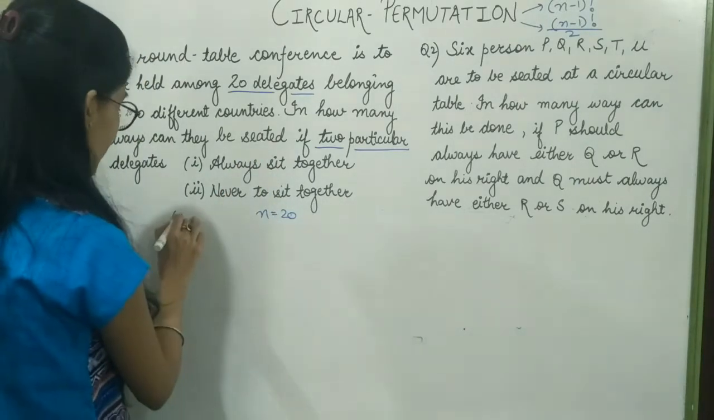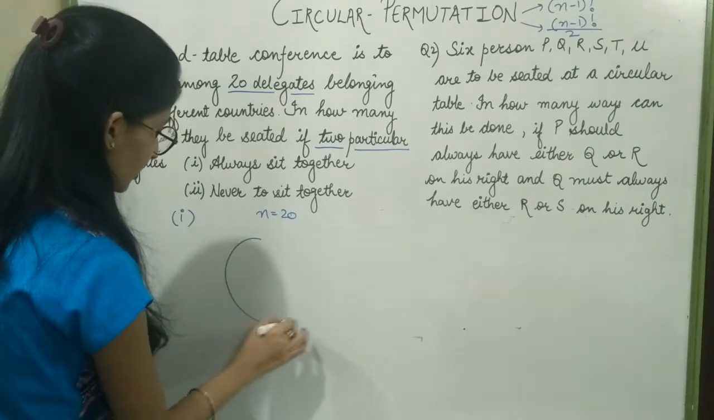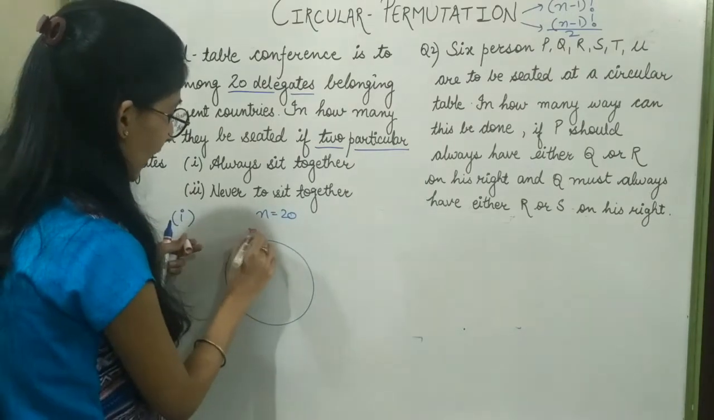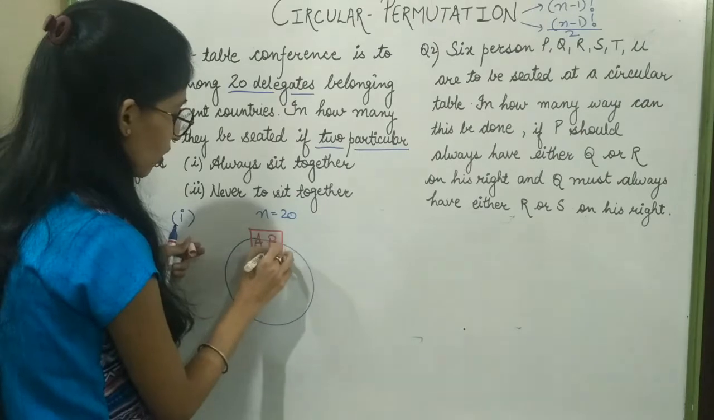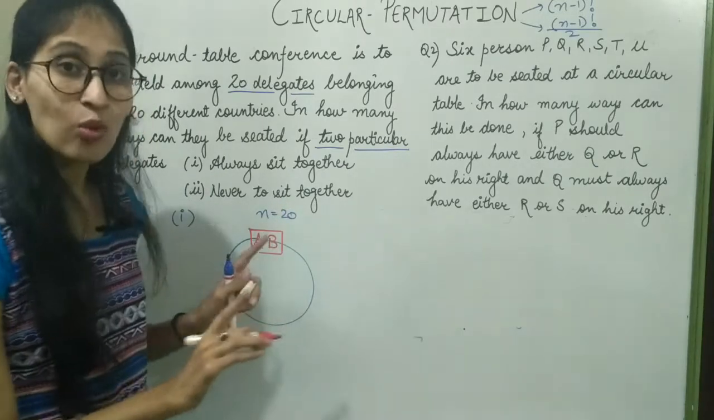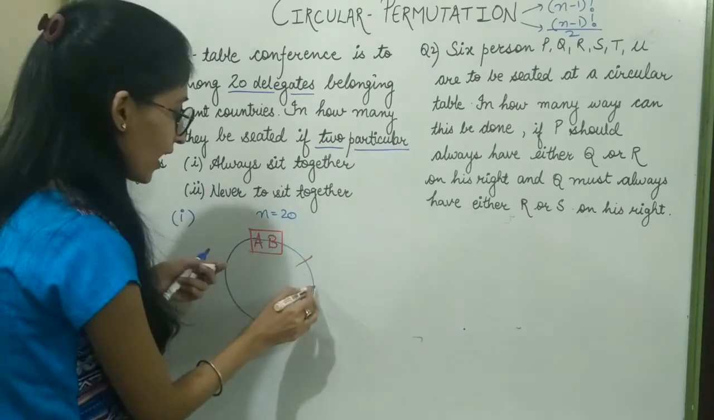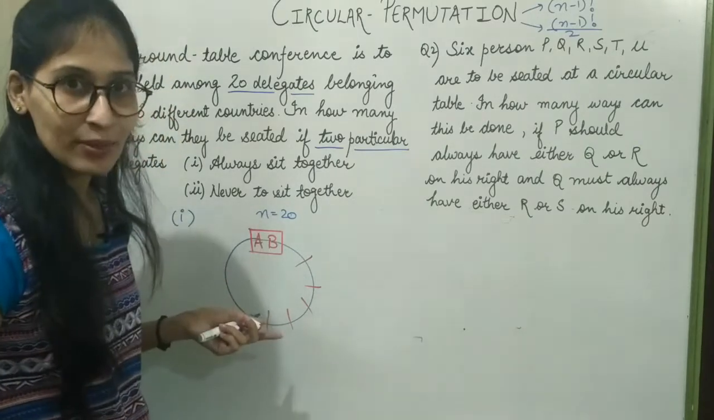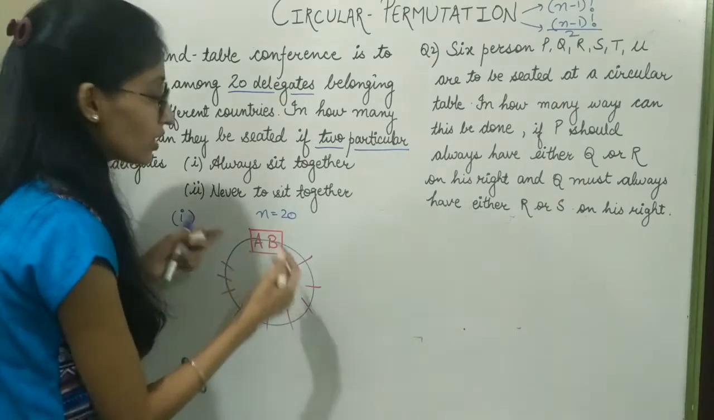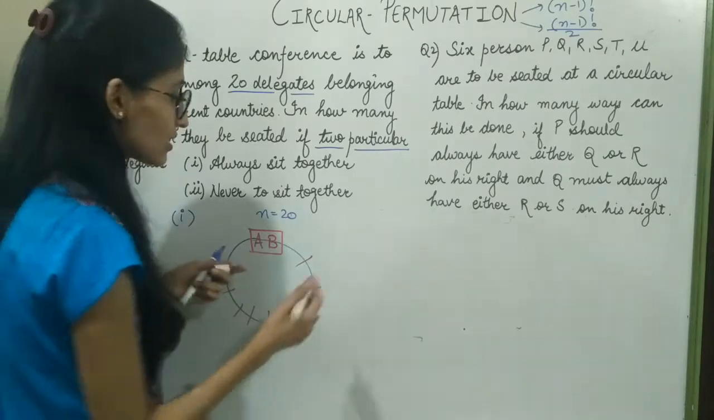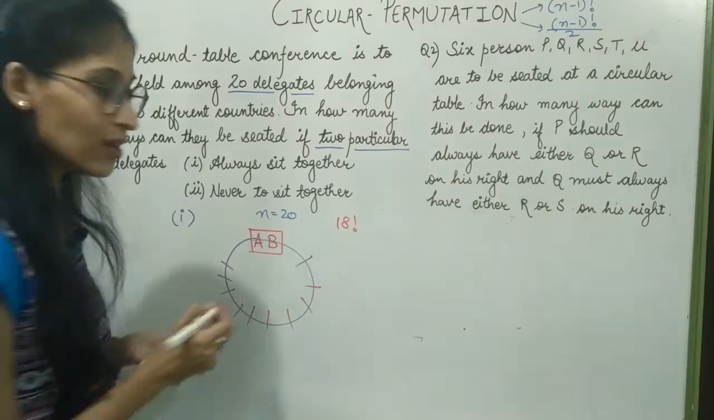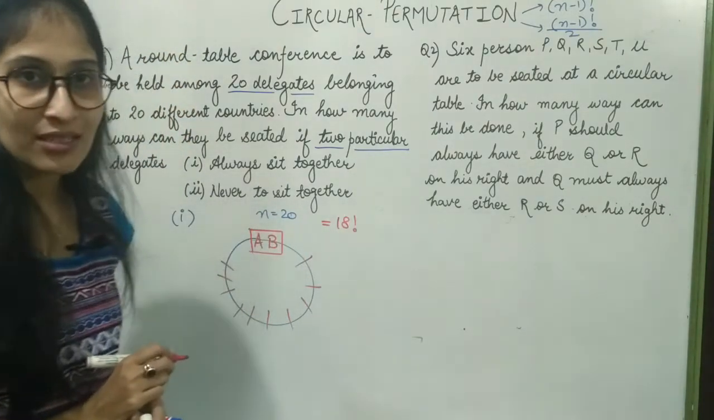So in my first case, this is my circular seating arrangement. Let's say two persons A and B. These two persons always sit together. So out of 20, my two persons always sit together. So now I have to arrange the remaining 18 persons. The arrangement of the remaining 18 persons can be done in 18 factorial ways.